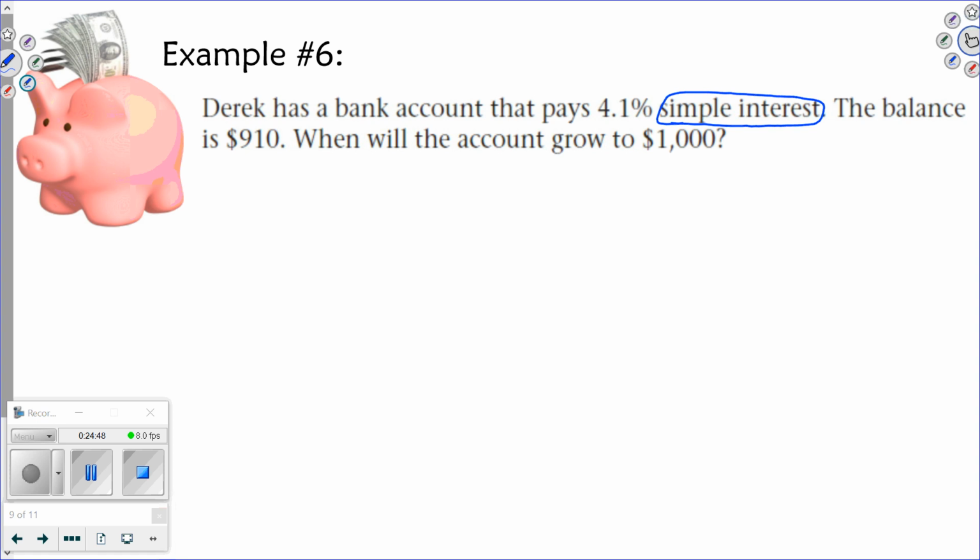Okay, so we know it's simple interest. Good. I know everything but the time. However, people still mess this up. Okay?